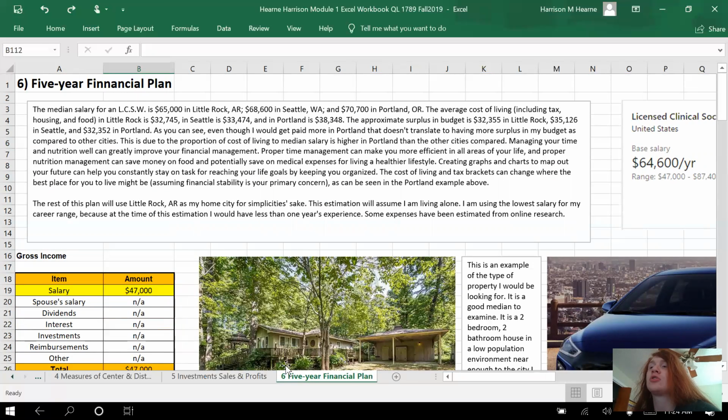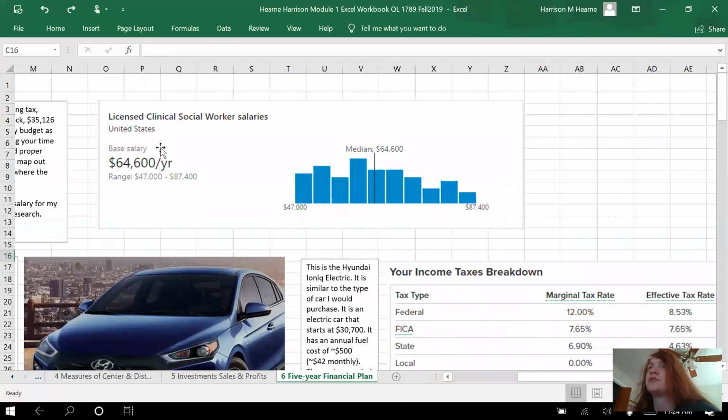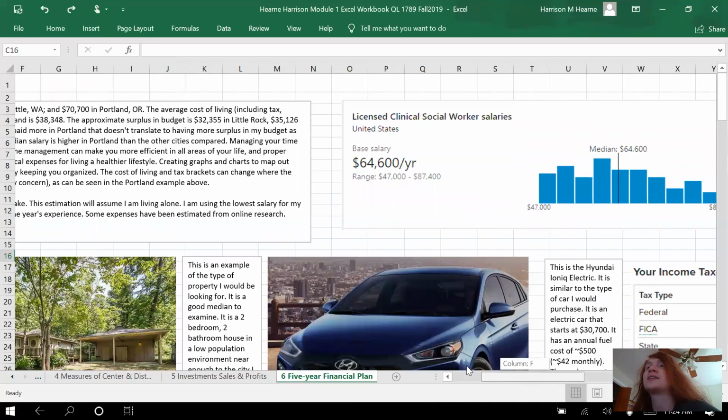So as I said earlier, my major is social work, and I'm going to school to become a licensed clinical social worker. And you can see over here the median salary in the US for a licensed clinical social worker, which requires a master's degree to get, and then 4,000 supervisory hours after your master's degree before you can get your LCSW. So it takes quite a bit of time.